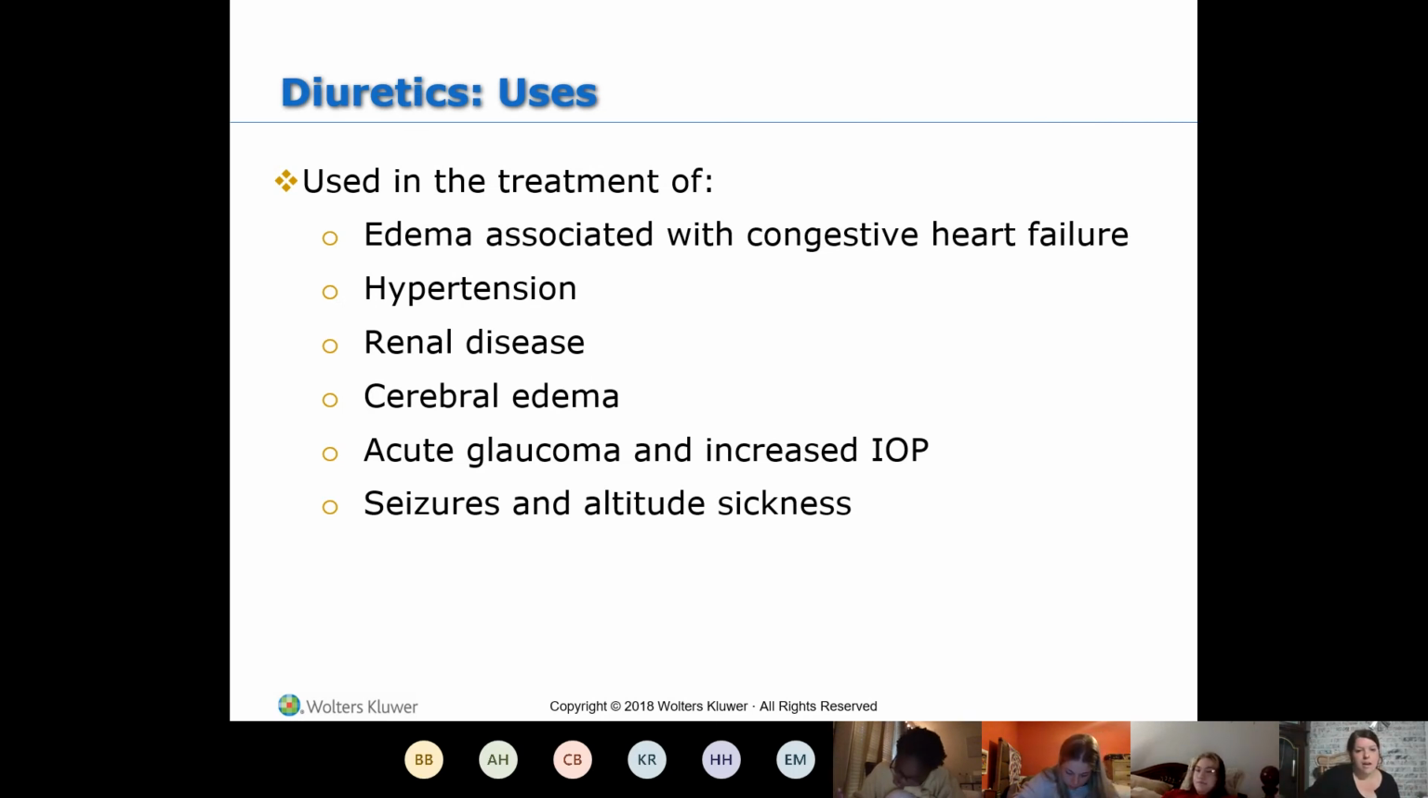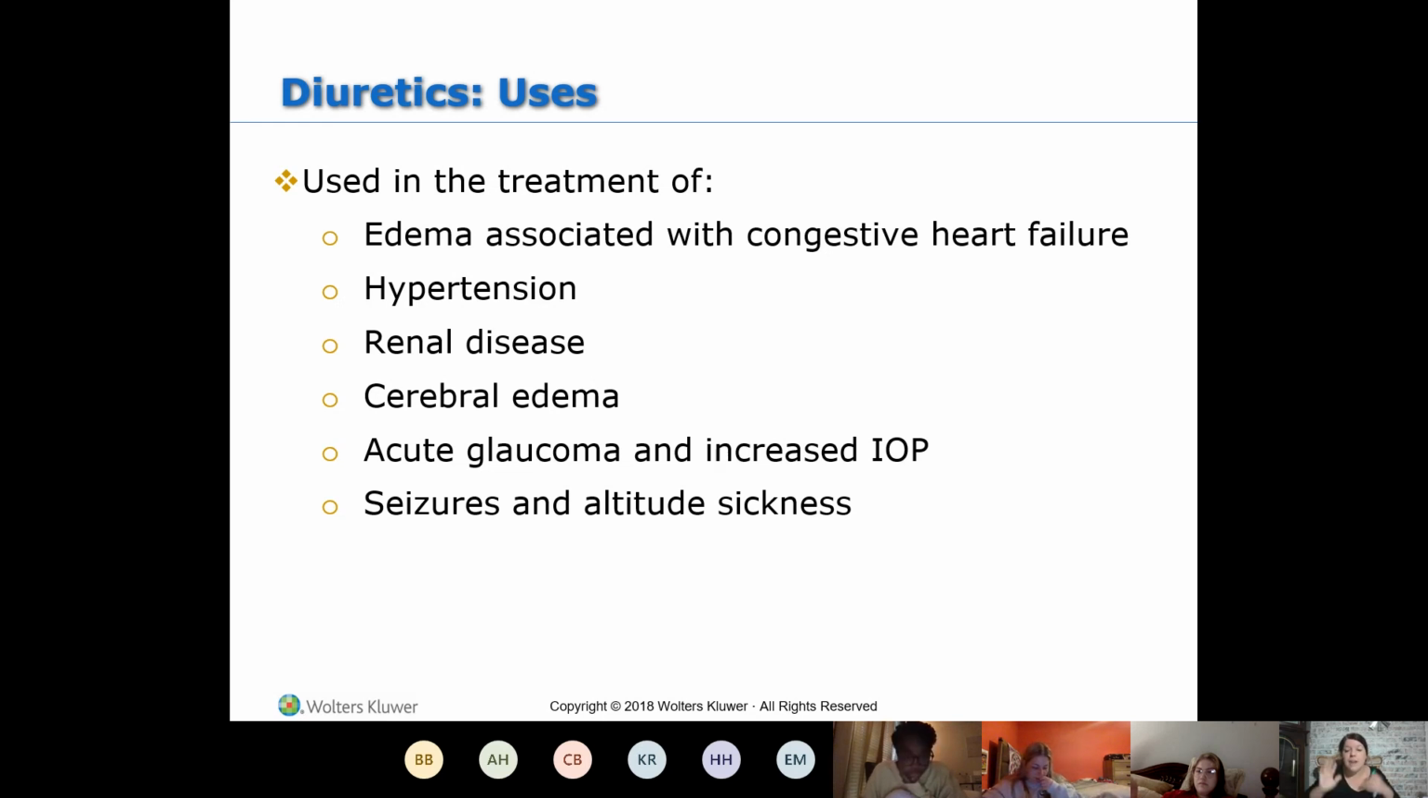All right, so I've kind of already told you this. Uses for diuretics: edema associated with congestive heart failure. With congestive heart failure, the heart is not strong enough to pump all the blood as quickly as it needs to throughout the body, so it builds up. As it builds up, it starts pushing fluid where it doesn't belong, and edema takes place. That's the most simplified version I could possibly give y'all.